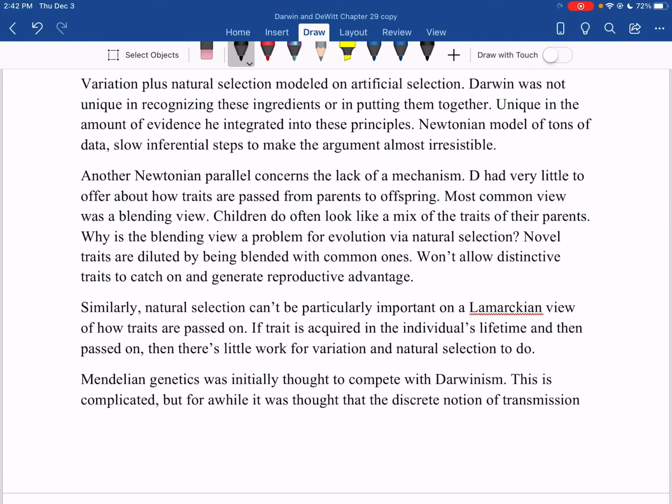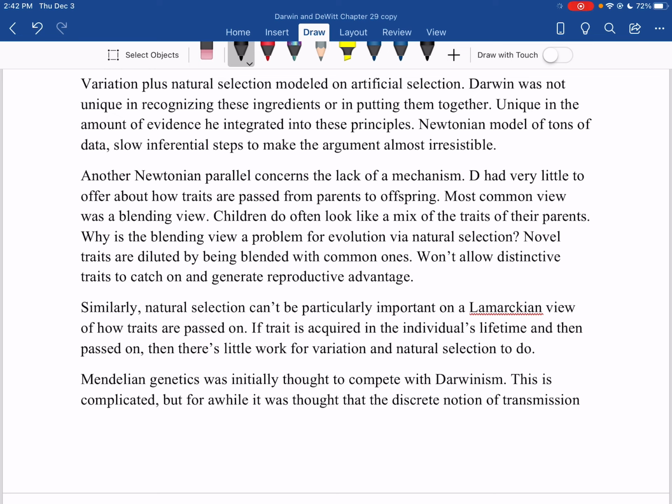All right, welcome to our third and final part of our lecture on DeWitt's chapter 29 on Darwinian evolution. We're going to work through a few details here, some of which aren't covered in DeWitt. Hopefully that'll help tie this together in a package that helps it make more sense to you.